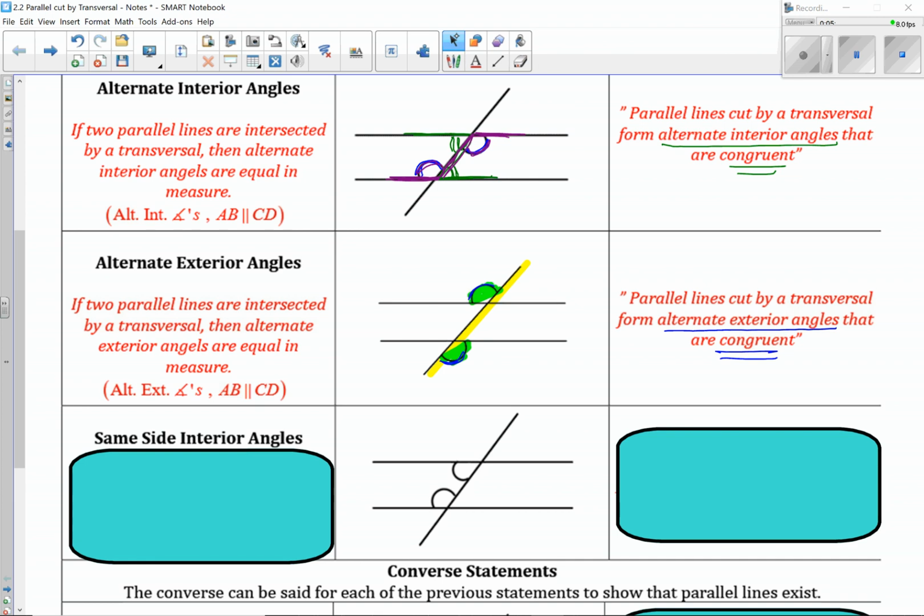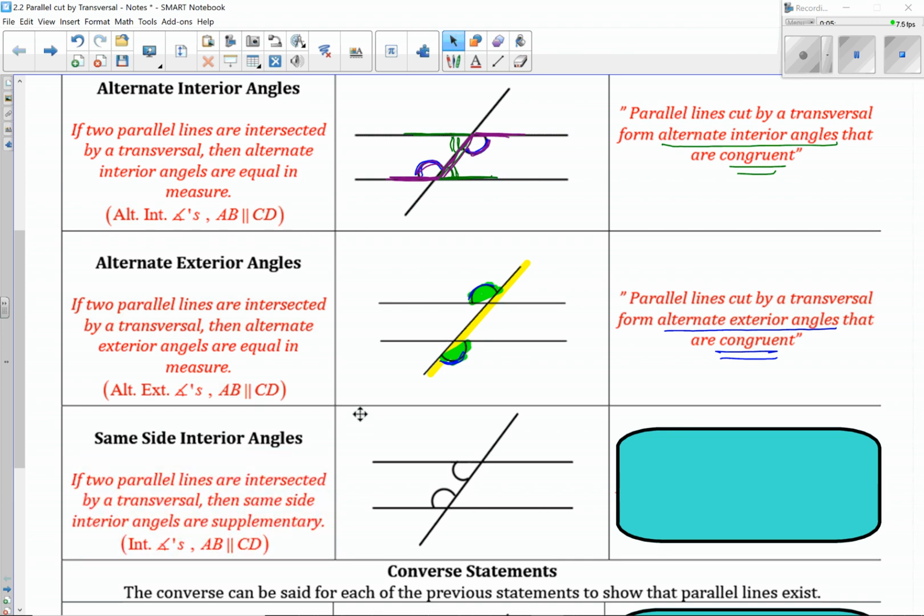The other one that is not similar to those is same side interior. So this one's different. Same side interior angles are supplementary. So what does that mean? Supplementary means, if you remember from earlier on from Unit 1, lesson 2.1, that they add to 180 degrees. So you notice here that these two angles, we've got this one and we've got this one, they are on the same side of the transversal.